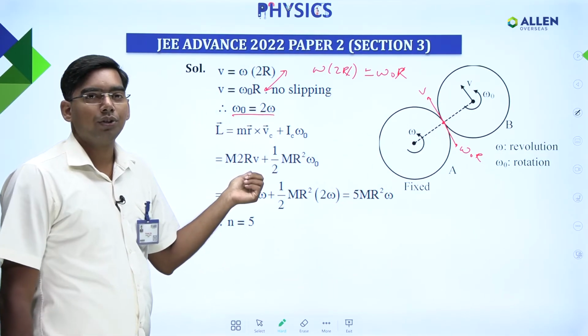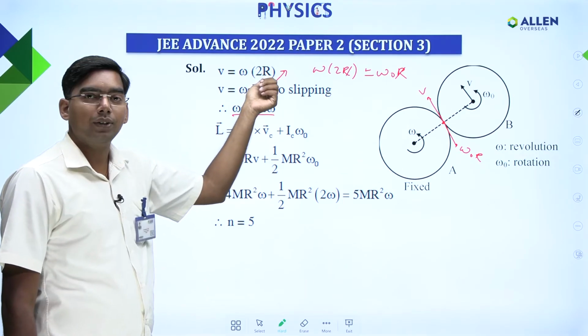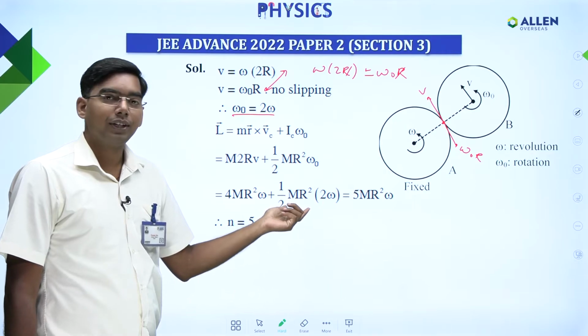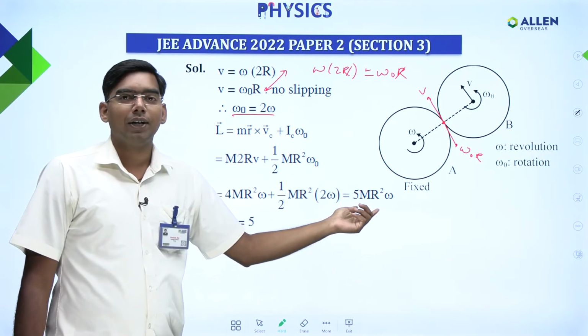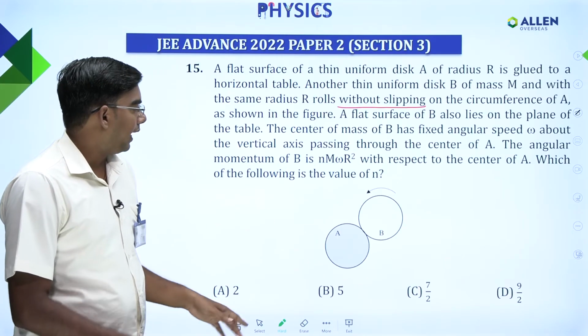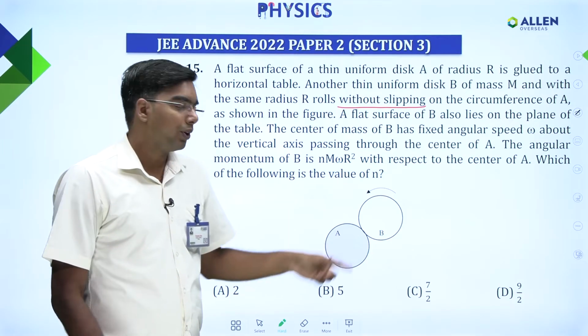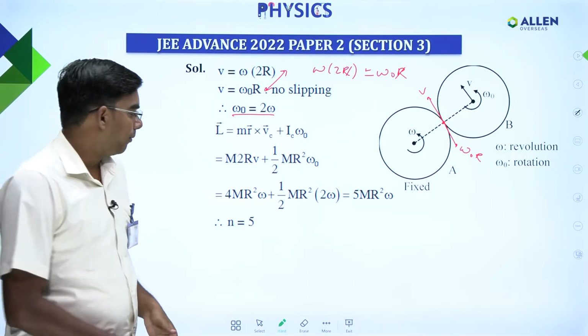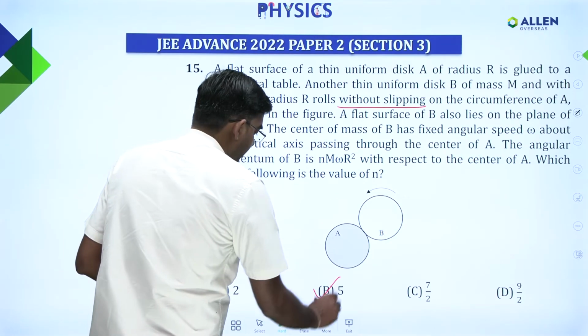Right. Now let's substitute the value here. So v was given as omega into 2r. So I'll substitute the value of omega into 2r over here, and I got this value already. So on simplification, I'll be getting 5 m r square omega. So they had asked me n m omega r square. So you can see that the n value that we are getting is 5. So 5 will be my right answer. So option B is correct.